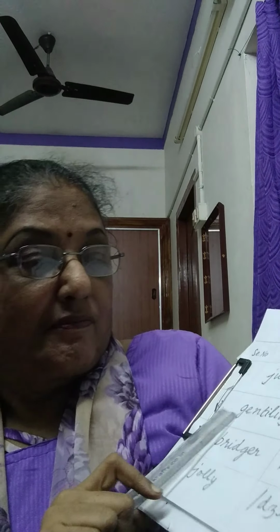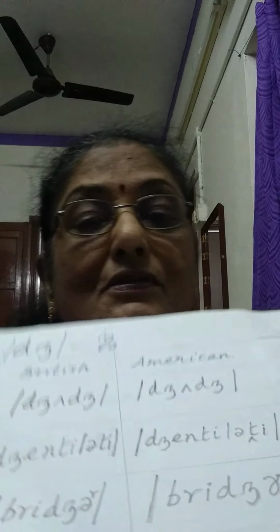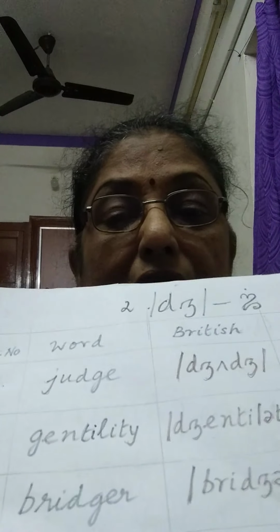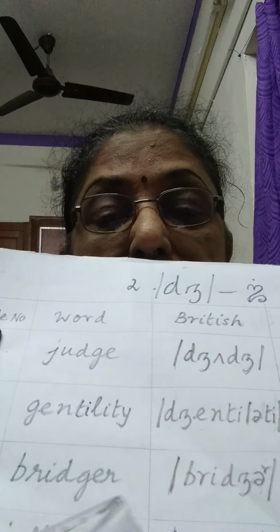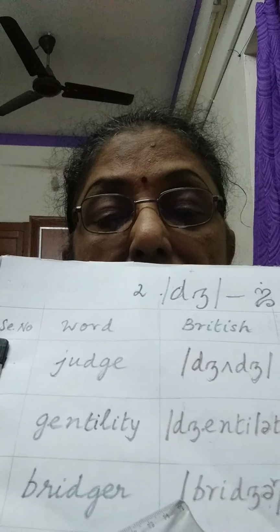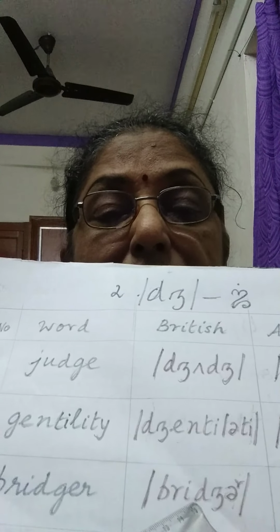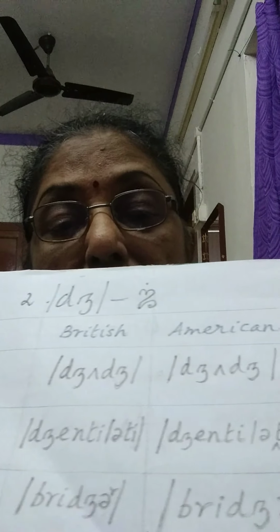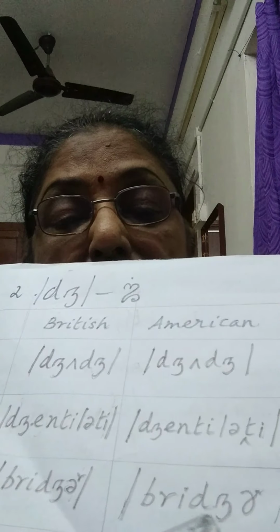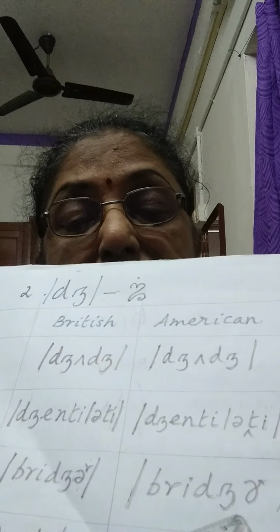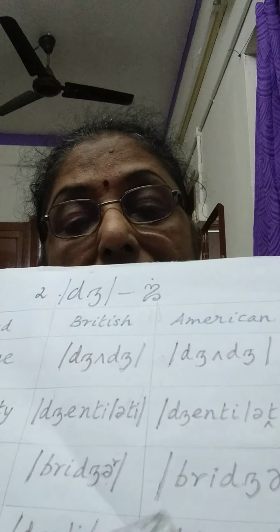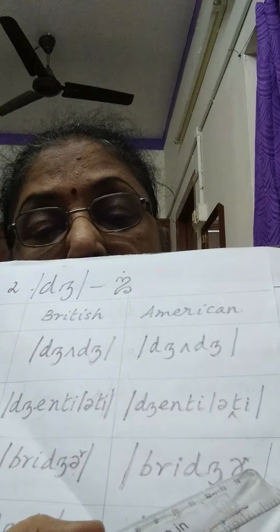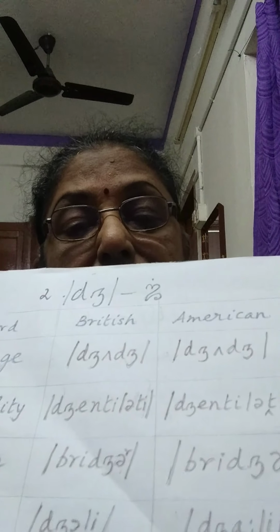Then bridge. English people pronounce it as bridge, and they normally skip over the R. Whereas Americans pronounce it with that curled R. That's why I put a small R along with that sound.